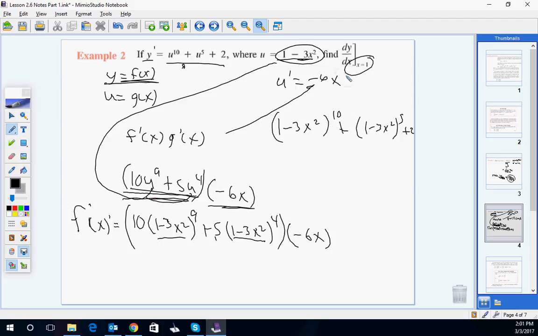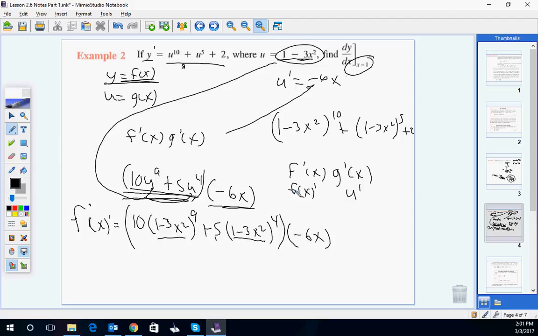Why wouldn't you put the derivative of the inside into it for u? Because we remember it's f prime of x times g prime of x. This is essentially what u prime is. This is the function with the u's in there. Does that make sense? So we're not plugging it in. The derivative of the inside gets multiplied to the overall derivative, and that's why the minus 6x is out there getting ready to distribute.